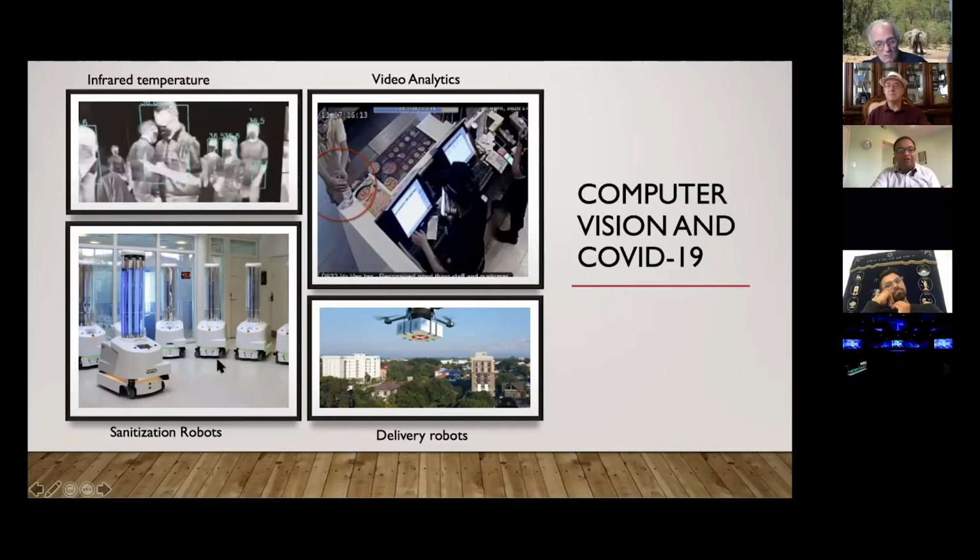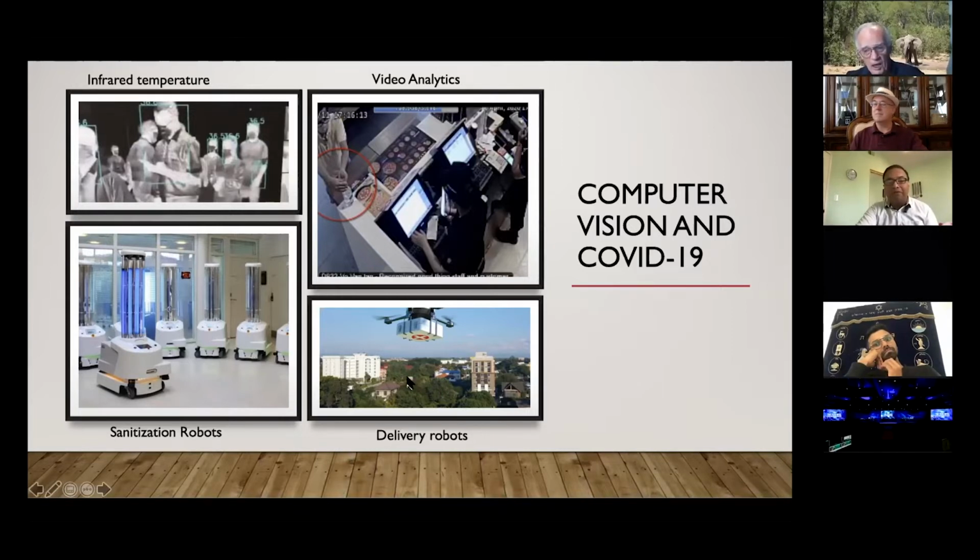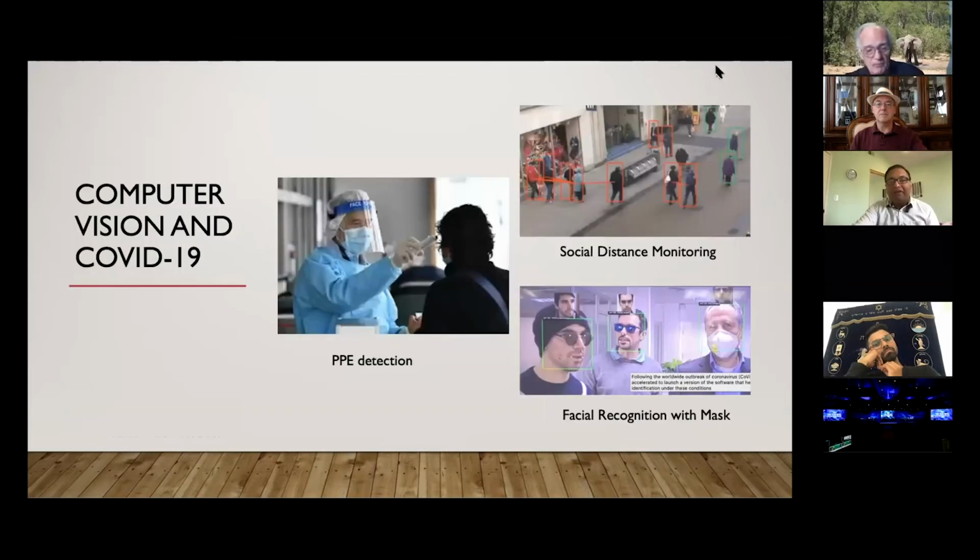Robots on the bottom left are going to be there. A lot of robots have been modified to become sanitizing robots. And there have been reports that drones have also been used to deliver medical supplies, in particular in remote areas. So in the last 6 or 8 weeks, there are these 4 use cases, and it doesn't stop here. There is more, right? So the video analytics software has been used for social distance monitoring.